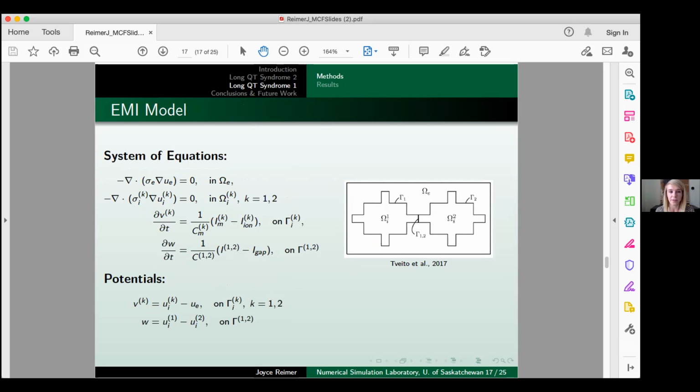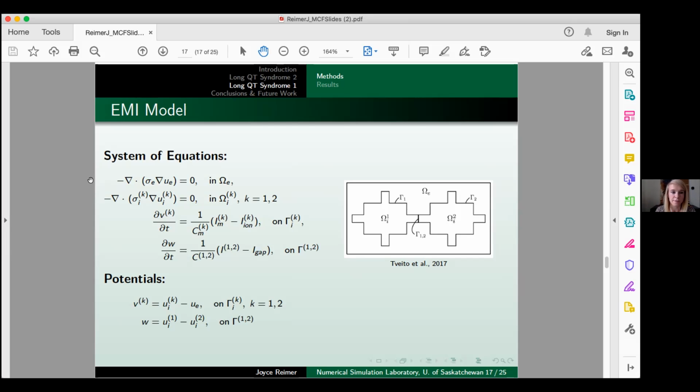What's unique about this model is that it defines the membrane as its own domain, and it keeps the intracellular and the extracellular space separate. So this is quite a bit more detailed than the bidomain or the monodomain models. Because long QT syndrome exists on the membranes of cells, we thought this would be a good candidate to use. The system of equations is presented here.